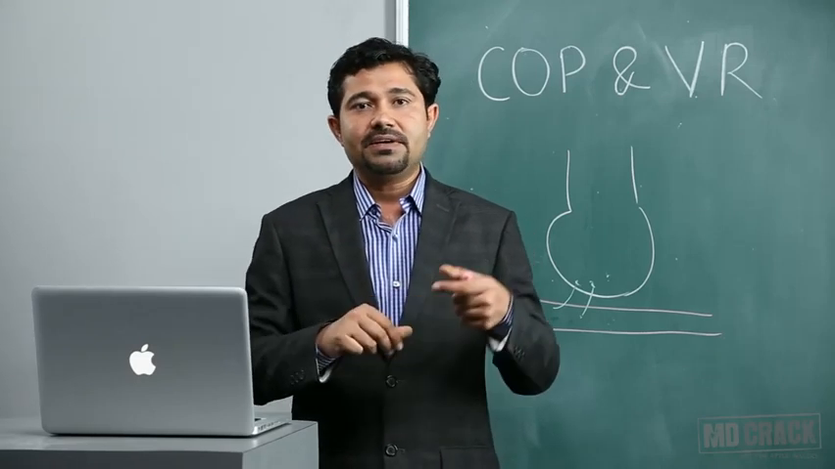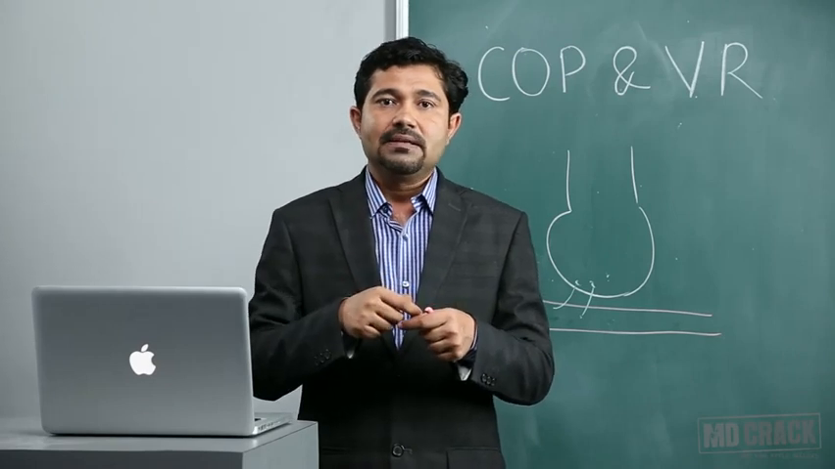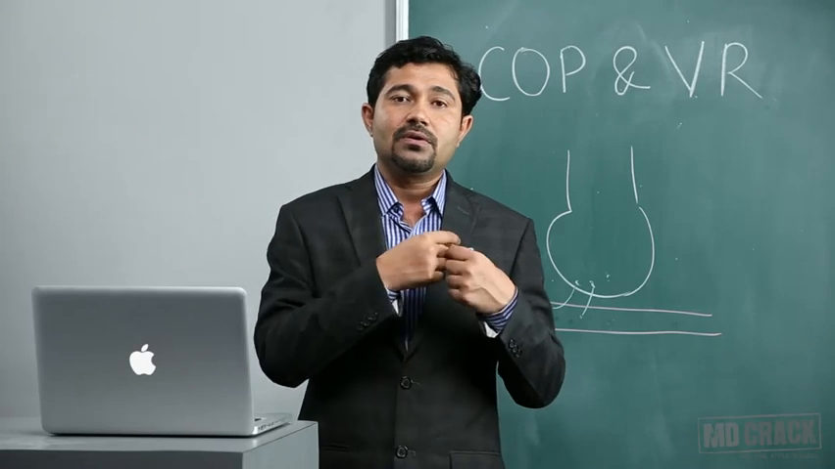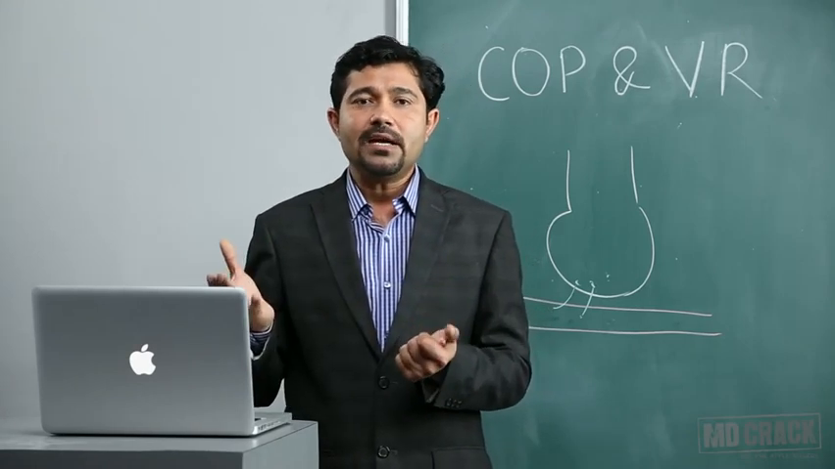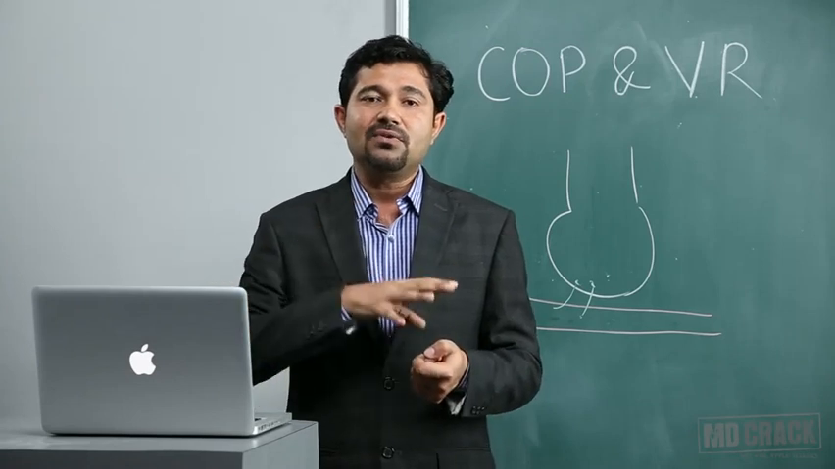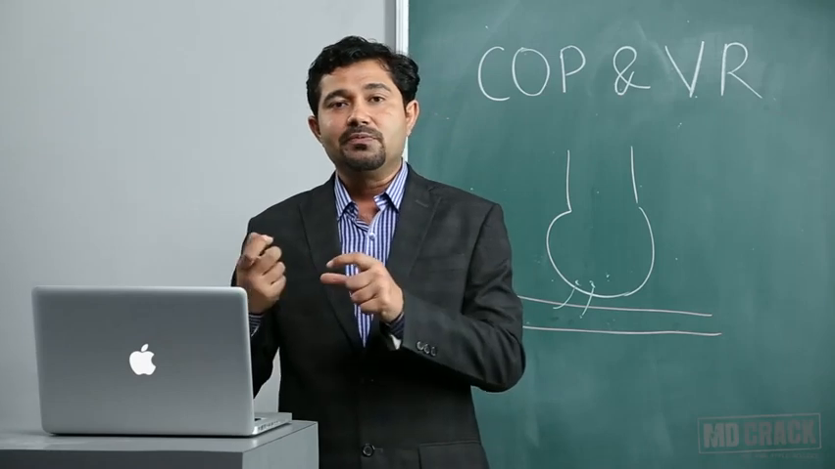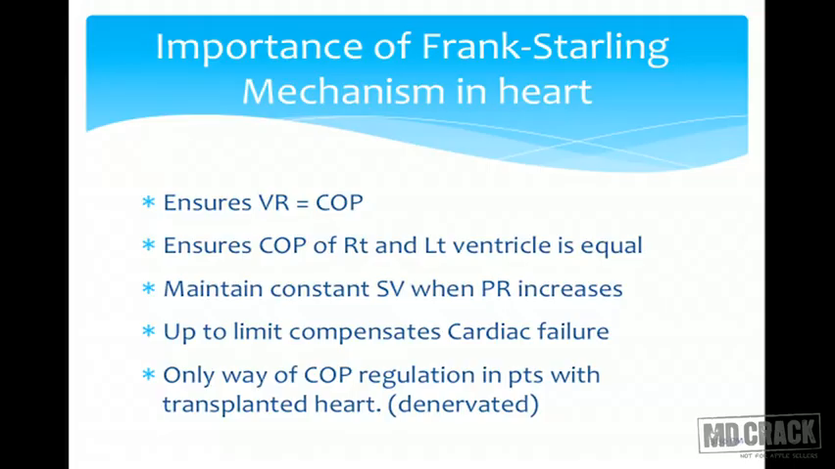If the person is given IV fluid, then the venous return would have increased, and that excess amount of blood should now be pumped out. But if there were no Frank-Starling law, that blood would have accumulated in the heart. So venous return should be equal to the cardiac output. The Frank-Starling law also ensures that the cardiac output of the right and the left ventricle is equal.